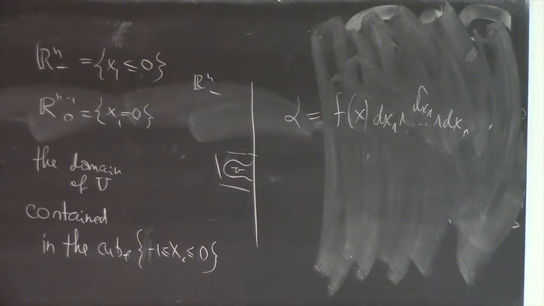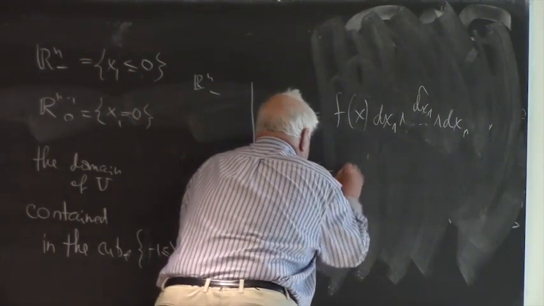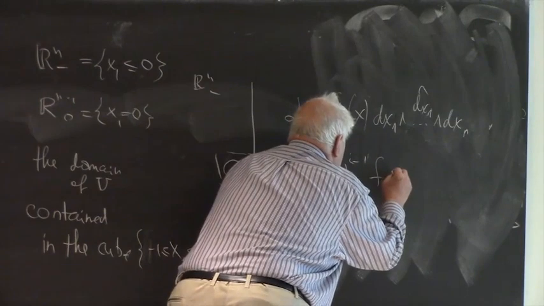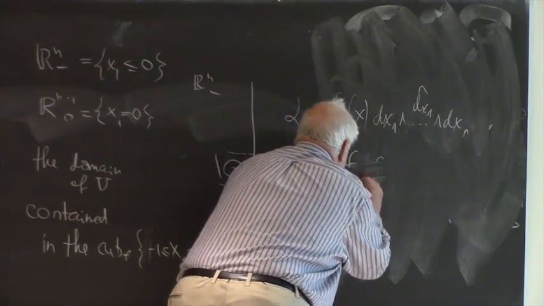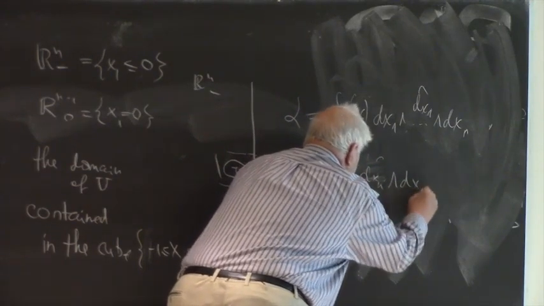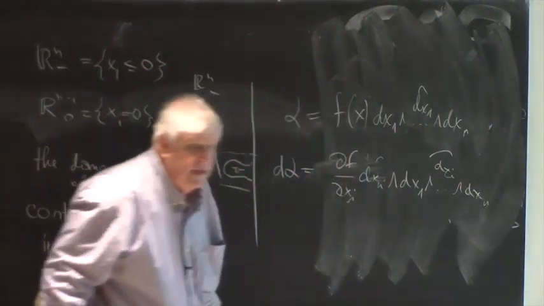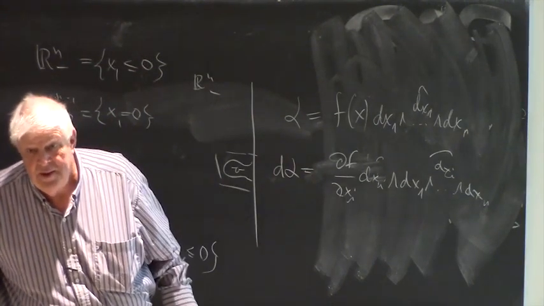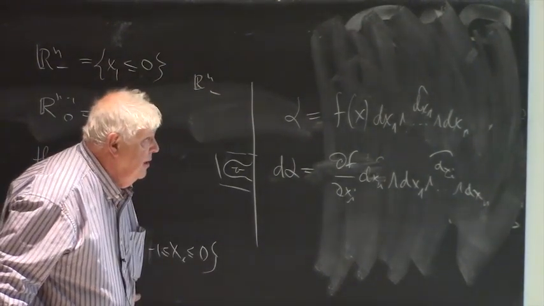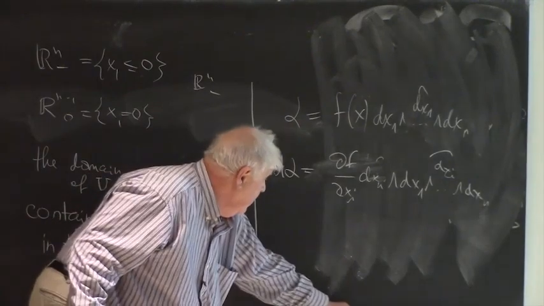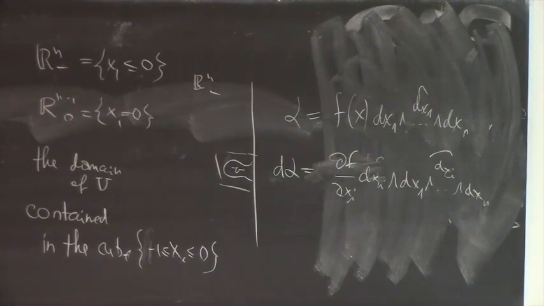This is alpha. Then d alpha is, plus minus, actually (-1) to the power i minus 1, or I can write just f df over dxi times this thing. This is the differential, right? Because all the other differentials are here. i may be anything from 1 to n. Now next thing. I consider the two integrals.